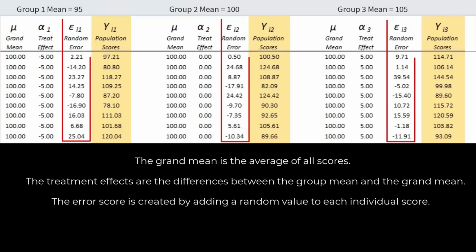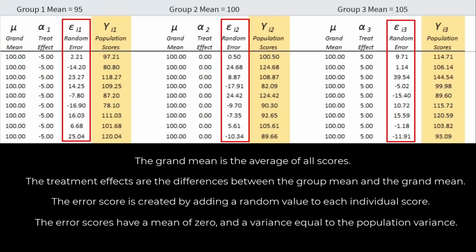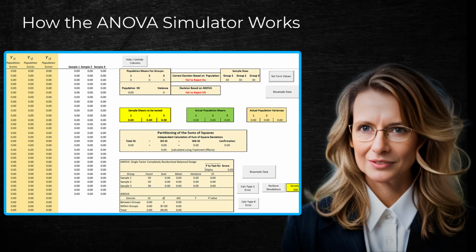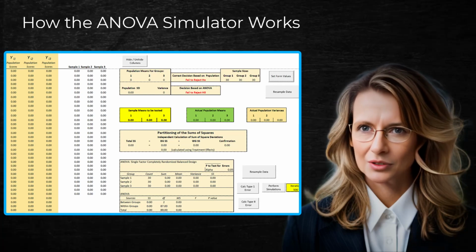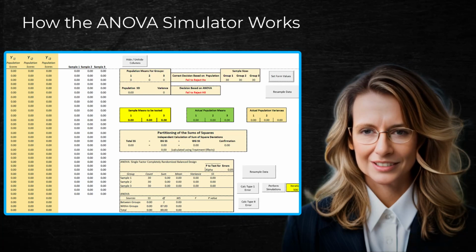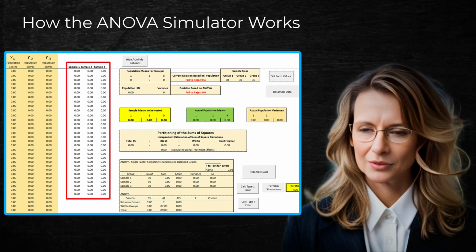The error score is created by using a group of 9,000 random numbers with a mean of 0 and a standard deviation of 1. These error scores are first scaled to reflect the population variance, and then one error value is added to each individual score to simulate random error. The error scores in the simulated populations will always have a mean of 0 and a variance equal to the variance that we set in the simulator. If you want more information about the factor model of individual scores, we have produced a video simulation and discussion on the topic in another video in this series. Once we have the population parameters set, we can take samples from the populations and compute an ANOVA on them.